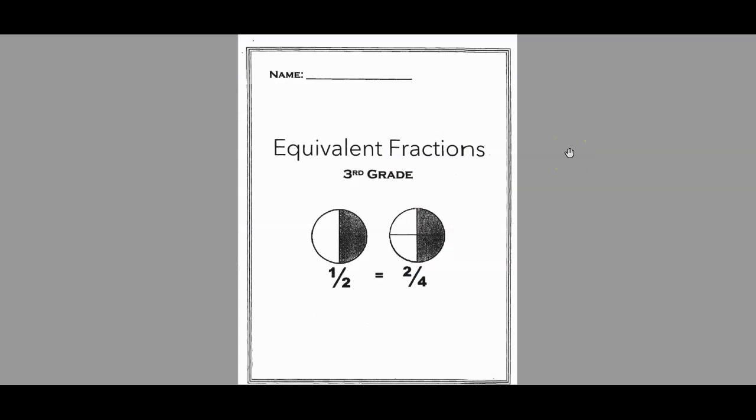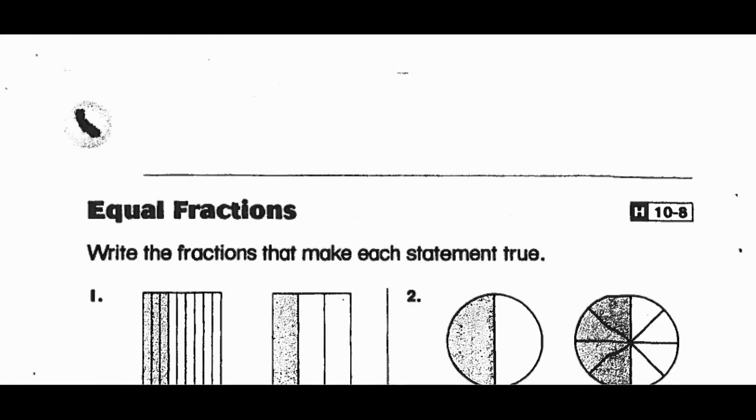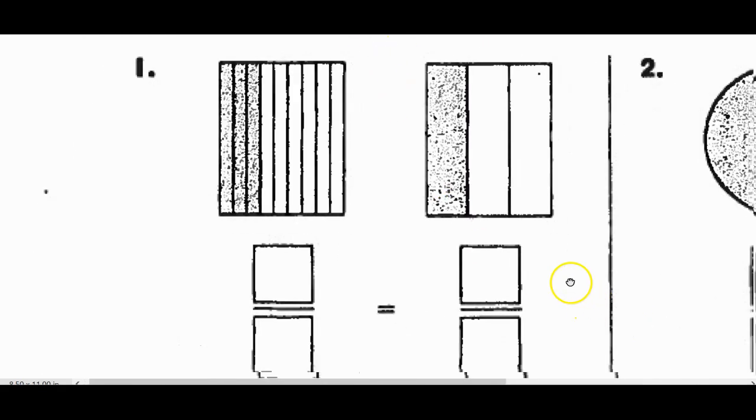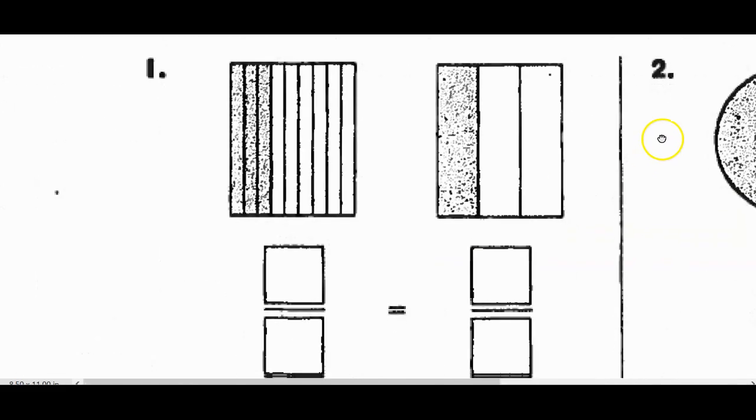All right. So now we're going to do pages 1 and 2 of your equivalent fractions packet. So look at number 1. This is number 1. We need to put a fraction under each diagram of the stuff that's shaded in. That's the direction. Write the fractions that make each statement true.